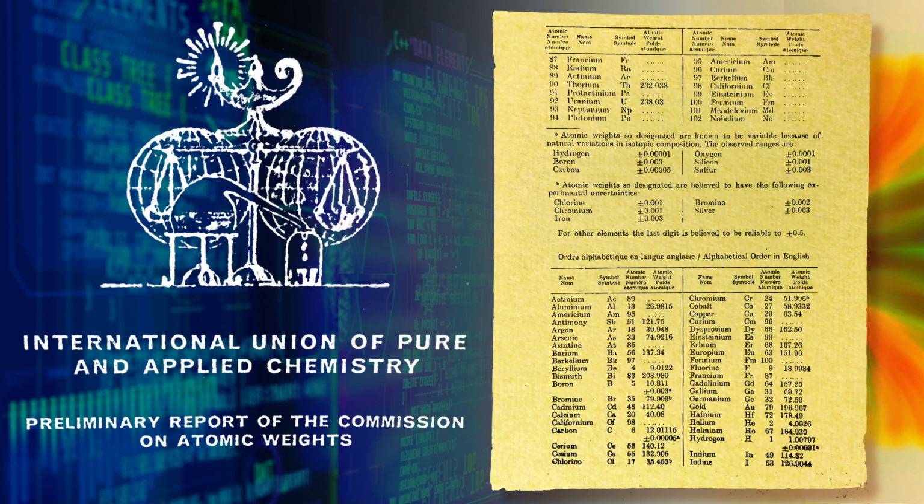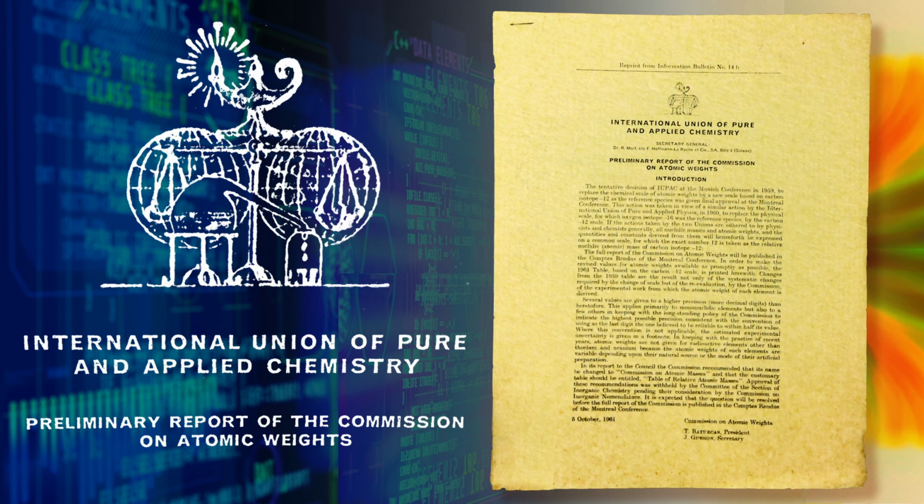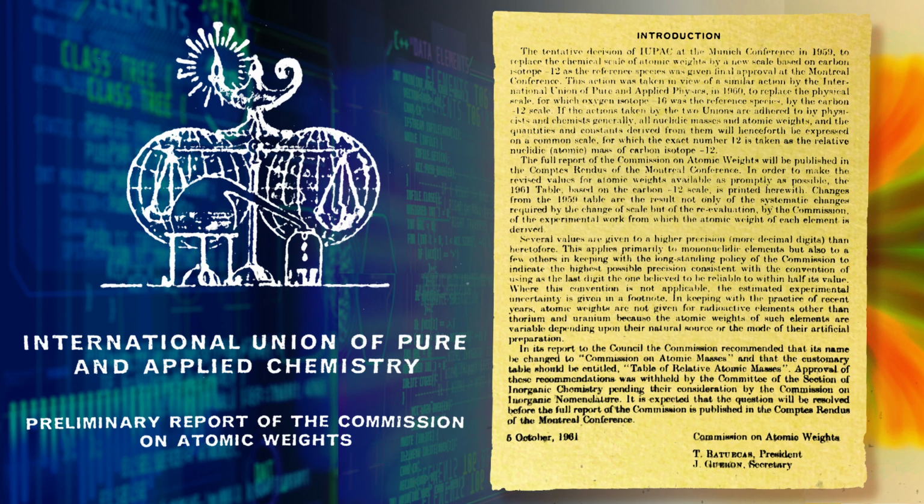In keeping with the practice of recent years, atomic weights are not given for radioactive elements other than thorium and uranium, because the atomic weights of such elements are variable depending upon their natural source or the mode of their artificial preparation. In its report to the Council, the Commission recommended that its name be changed to Commission on Atomic Masses, and that the customary table should be entitled Table of Relative Atomic Masses.